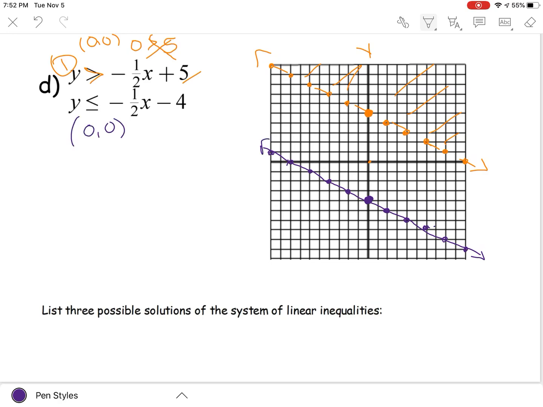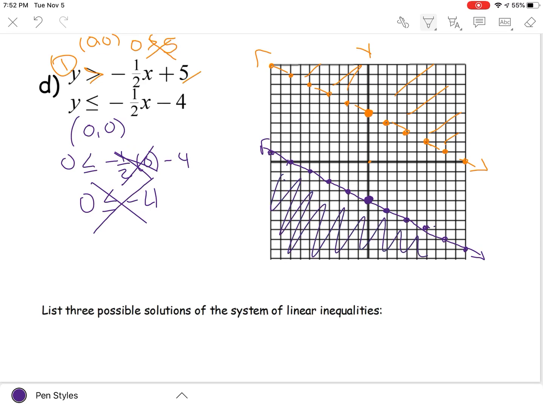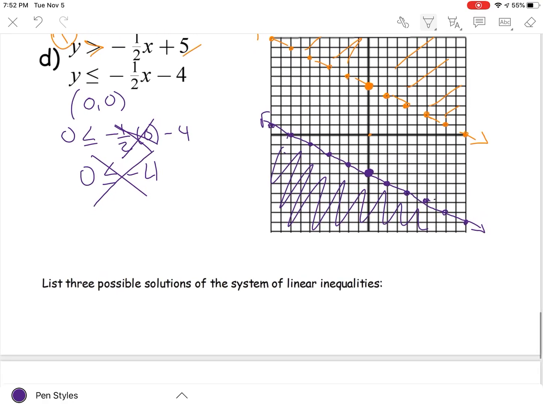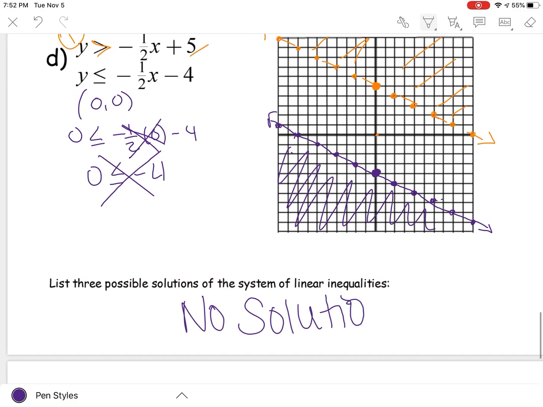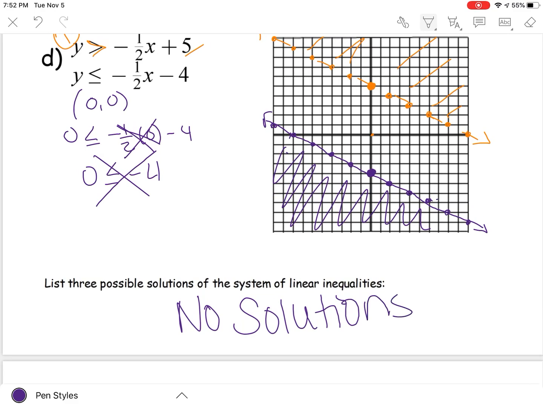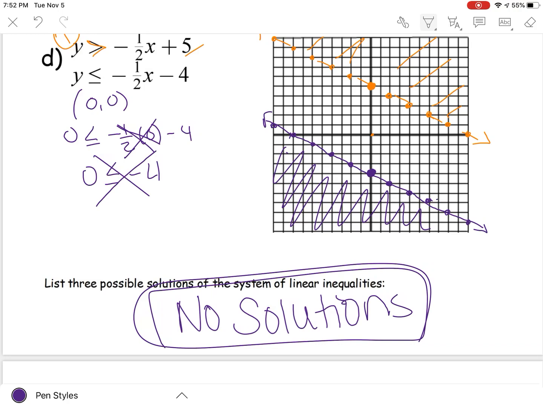And then we could do our test point of 0, 0 again, since our line isn't passing through the origin. So again, this negative 1/2 times 0 is just gone. So is 0 less than or equal to negative 4? Well, 0 is actually greater than negative 4. So we're going to shade on the opposite side from the origin. Now looking at this, is there any area that is overlapping? No, there's not. There's no common shaded area. So since there's no area that they have in common, we would say there are no solutions. So if that ever happens where there's no area in common, we would call that situation no solutions, and that would be our answer for it.